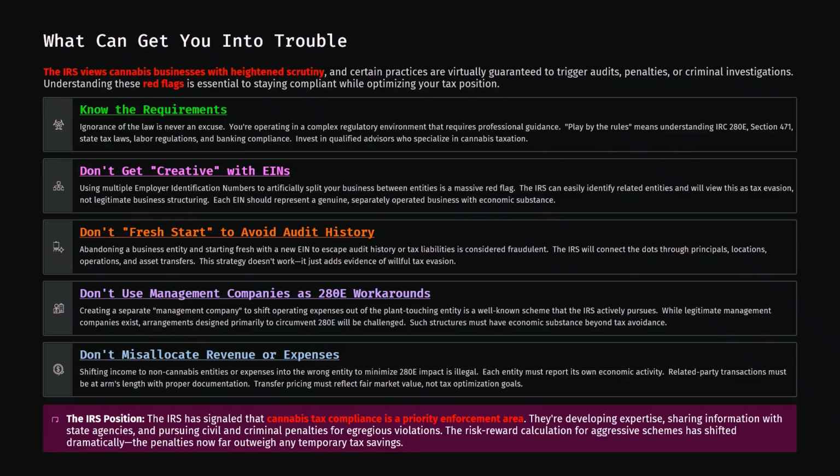Don't use a management company as a 280E workaround. This one's common. Operators form a separate "management company," and I put quotations on that, and try to pay it for admin, HR, and marketing, hoping that entity can deduct those costs. But if that company is effectively controlled by the same owners and is serving only the cannabis business, the IRS may treat it as a sham and apply 280E anyway.